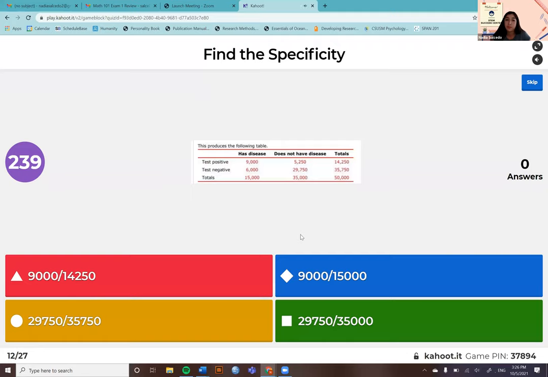So this one's asking you to find the specificity. I wrote the little letters to kind of help you guys. I don't know if that helps you visualize a little bit better. Once you guys answer, I'll move it.